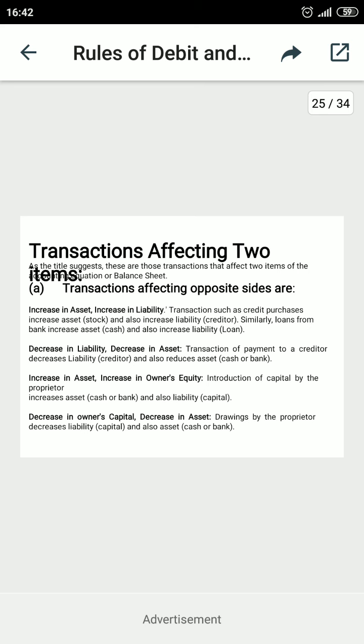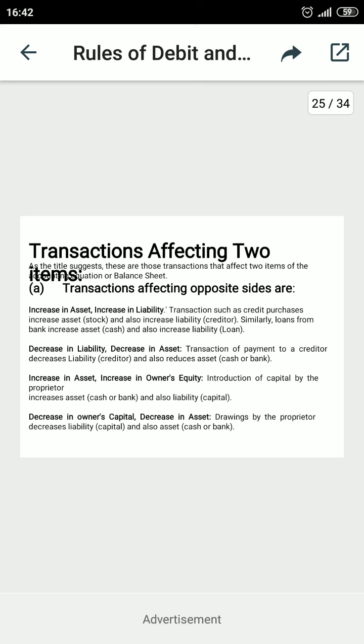Increase in assets and increase in capital. Now the introduction of money by the businessman in the business. So when the money is introduced by the businessman, the cash is coming, meaning asset is increasing. And the next is it is a liability of the business towards the businessman. So liabilities also increase in the form of capital.